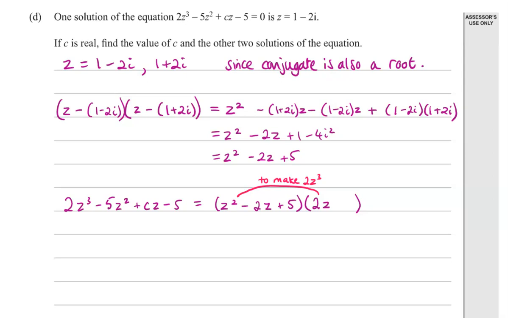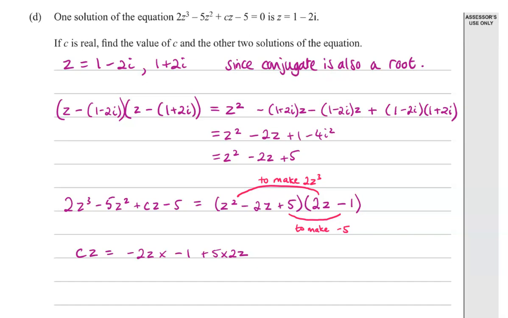And then the second part of the bracket, what would we have to multiply 5 by to make the original minus 5 that we have in the equation there? And that, of course, would be a minus 1. So 2z minus 1 is also a factor.